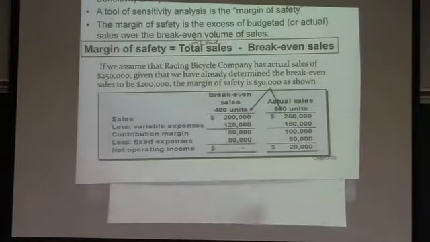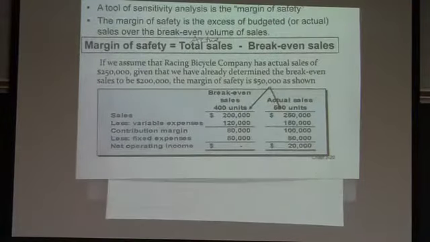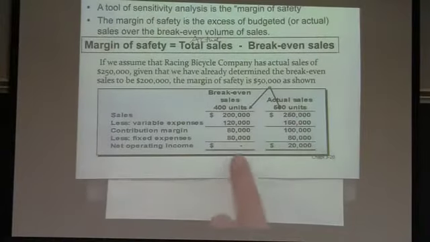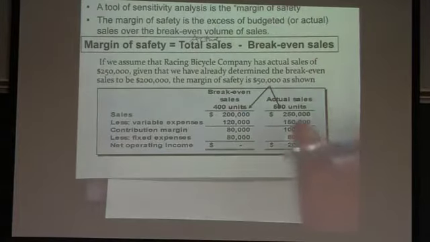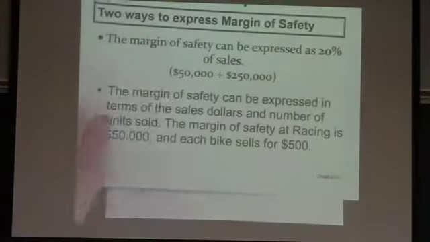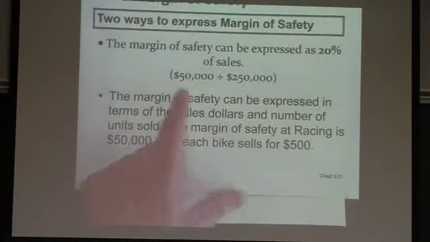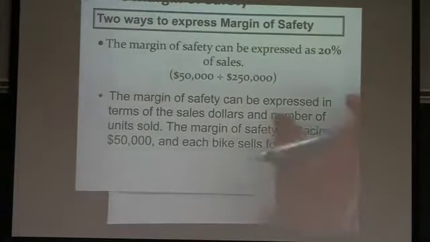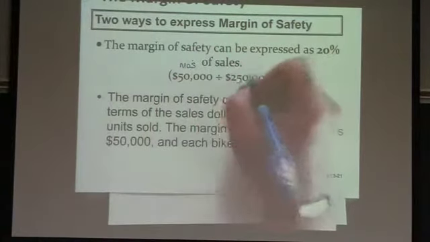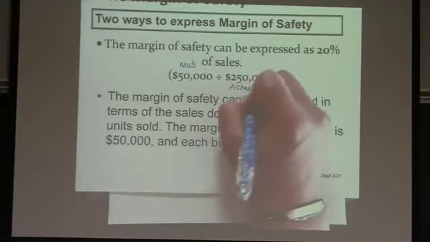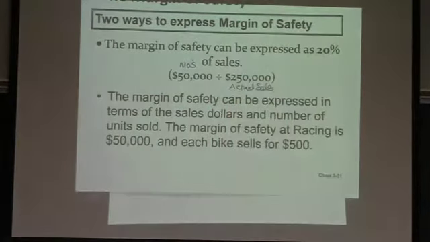Okay, so I've given you some examples here. Let's assume that this bicycle company had actual sales of 250, but their break-even sales is 200. The margin of safety is 50,000. Now, margin of safety can be expressed as a percentage, 20%, but it's always the margin of safety divided by actual sales. So you can quote the margin of safety as a percentage or as a dollar amount.